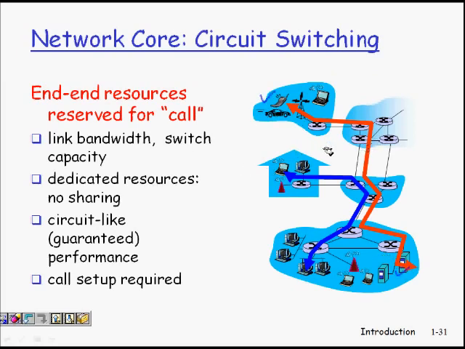So for example, in this circuit switching network, let's say this mobile is talking to this machine. There is a dedicated path, from this router to this one, then to this one, then this router and this router, then to this machine. So this path is now dedicated.